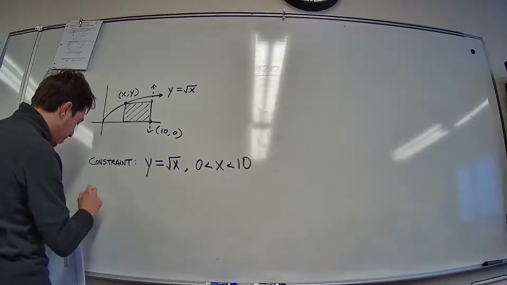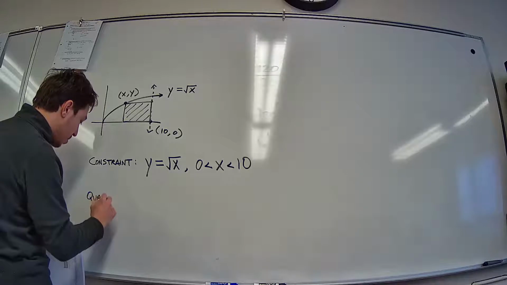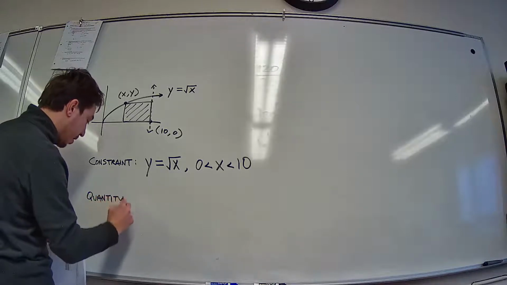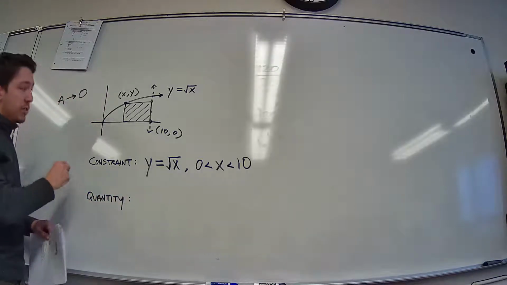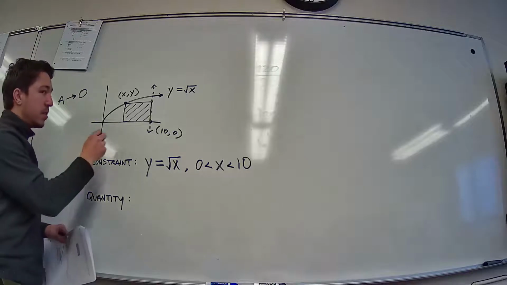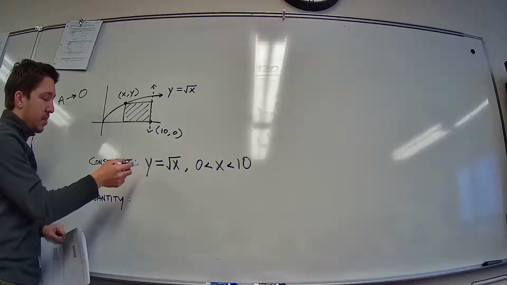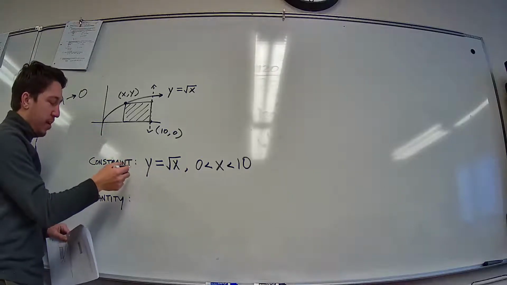What's the quantity we're trying to optimize? 10 minus x, times y. There you go. Boom. Yay. So if you can jump straight to that, great.